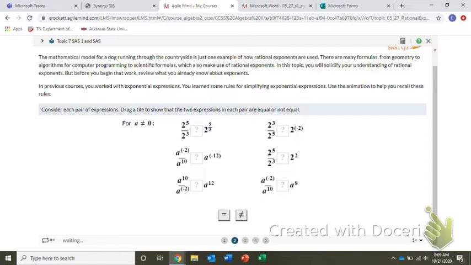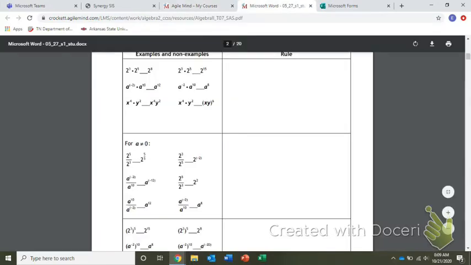All right, if you click the number 2 at the bottom, it brings you to the next box. And this is going to be the division rule. So, bases must be the same. So go ahead and write.